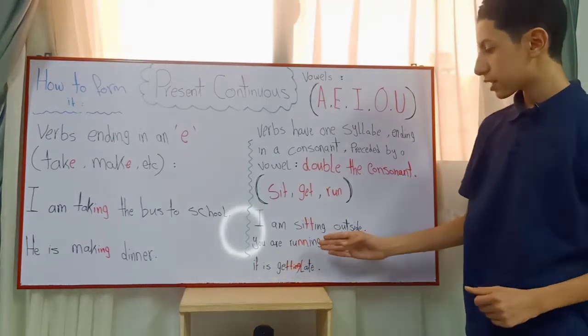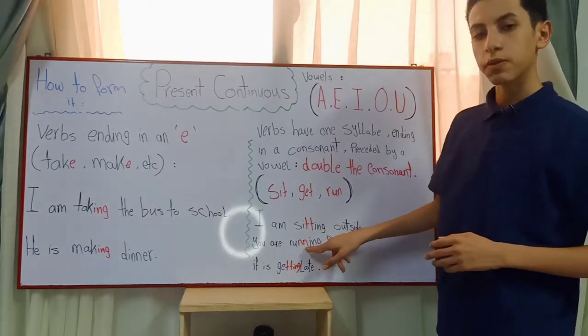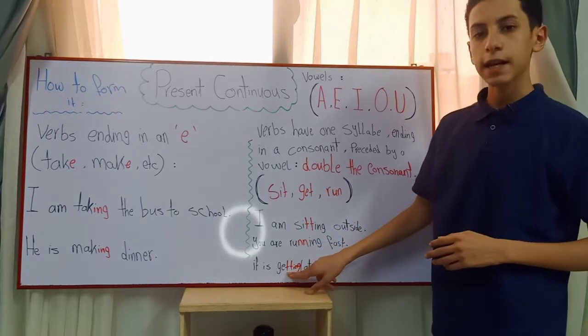It is getting late. So we double the T, the constant, and we double the N, and we double the T. Okay?